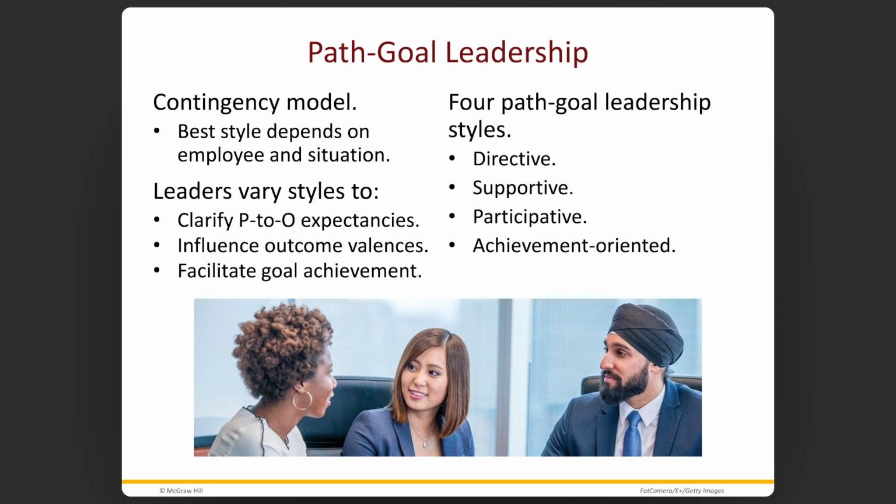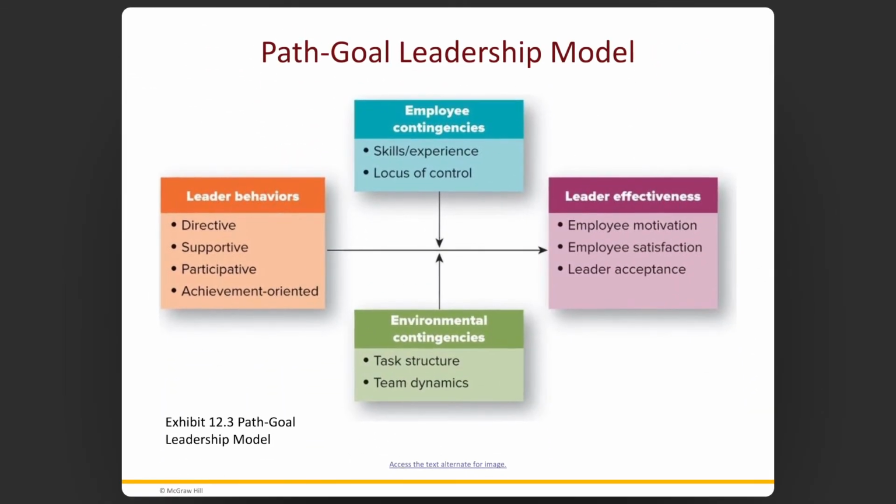There's achievement oriented, wherein you encourage peak performance. You set challenging goals. You have this notion of continuous improvement. You show high confidence. You apply goal setting, and positive self-fulfilling prophecy is your way of looking at things. Now, the path goal leadership model is nothing more than the effectiveness of the four styles depending on the employee and the environment contingencies. Leadership effectiveness then is based upon employee motivation and satisfaction, but also the acceptance of the leader.